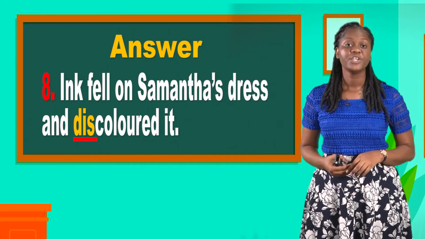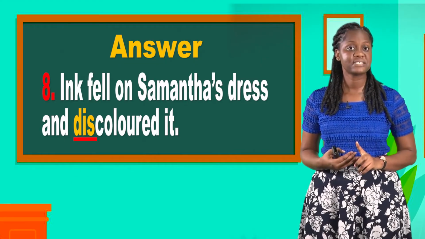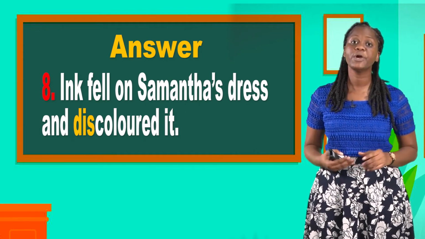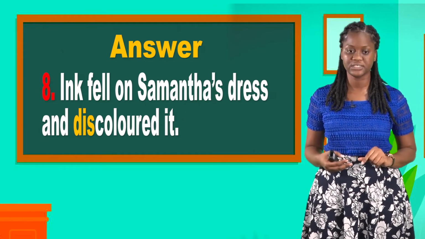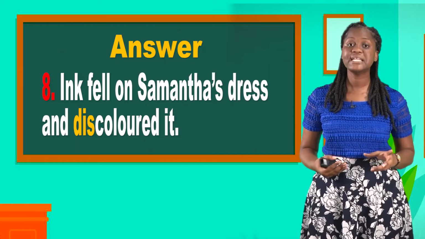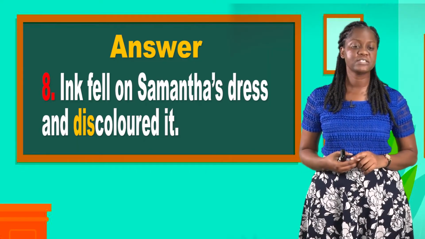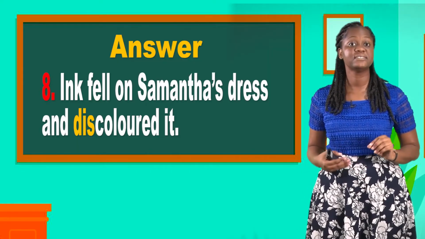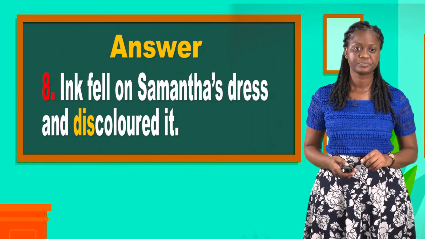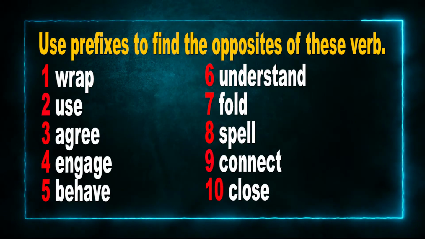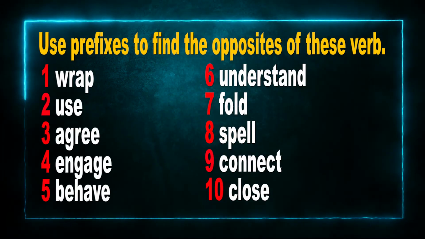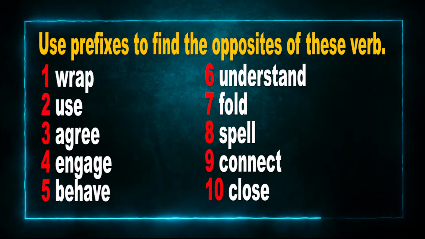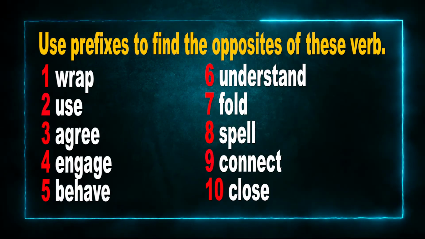Boys and girls, your answer should be dis. And so the new word formed would be discolored. And so the sentence would read, ink fell on Samantha's dress and discolored it. I will now allow you some time to work on this exercise independently. Here, you will use suitable prefixes to find the opposite of these verbs.